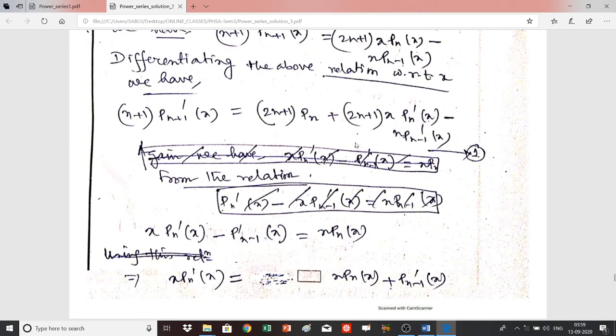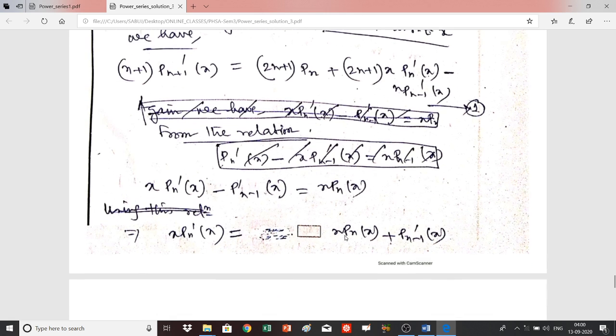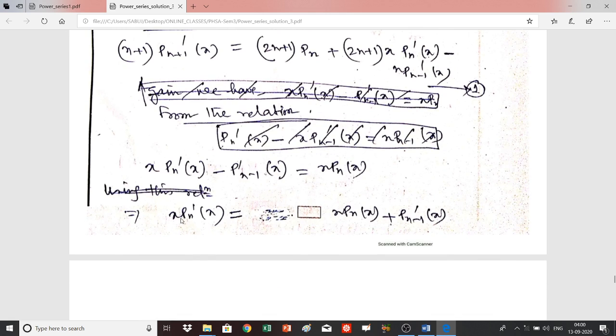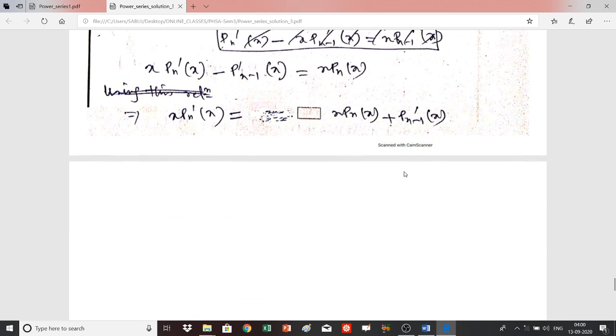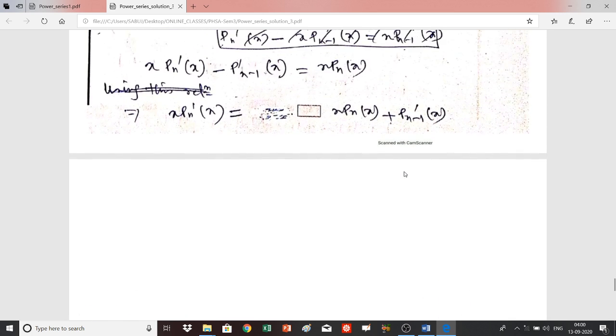Finally we will get x Pn prime x minus Pn minus 1 prime x, that is equal to n into Pn x, and from this you can write x into Pn prime x is equal to n Pn x plus Pn minus 1 prime x. You can shift this to the right hand side. So this is another relation.